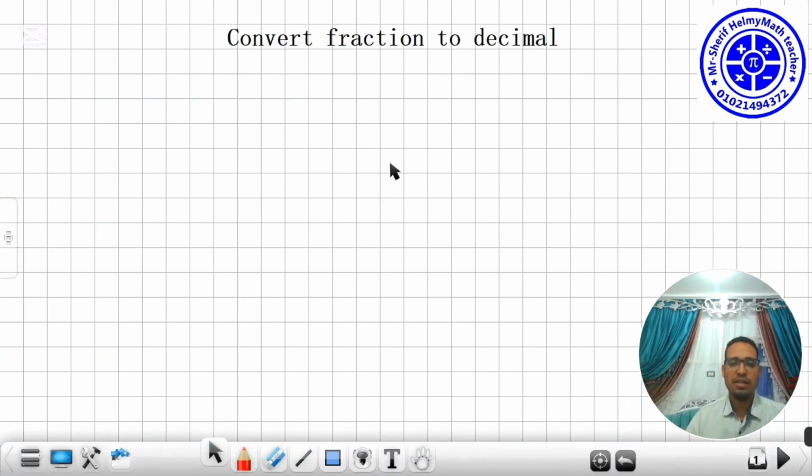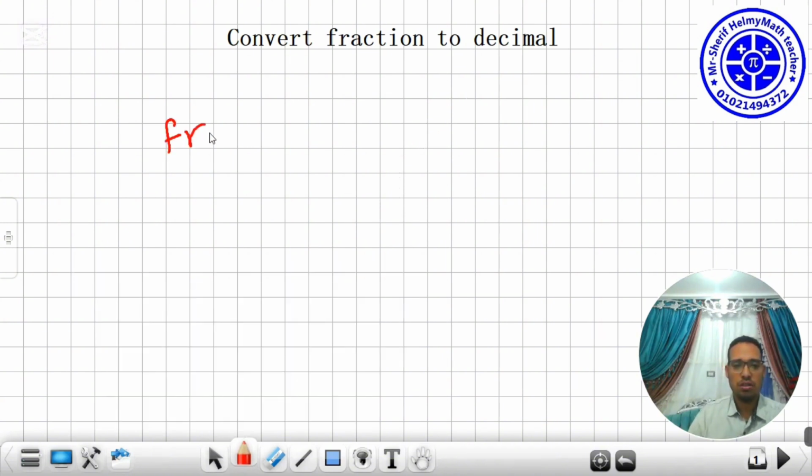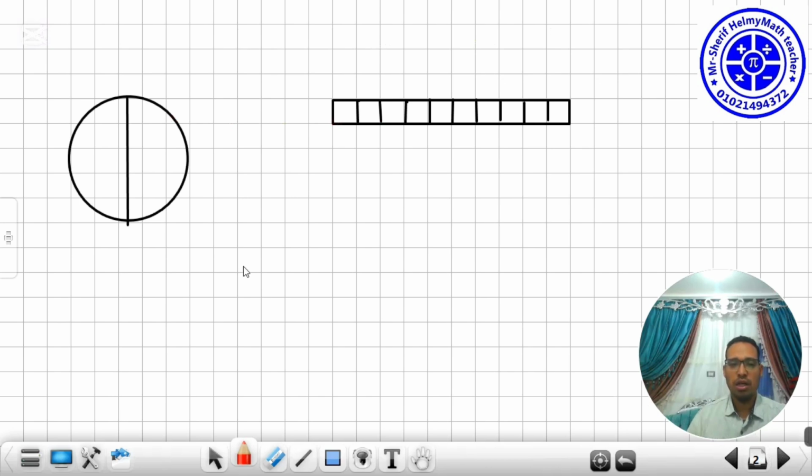First of all, let's understand what is the meaning of a fraction. A fraction is a part from a whole. A part from a whole is called a fraction. For example, if you have a pizza like this and you ate this part, that means you ate 1/2 or half of the pizza. You ate half the pizza.